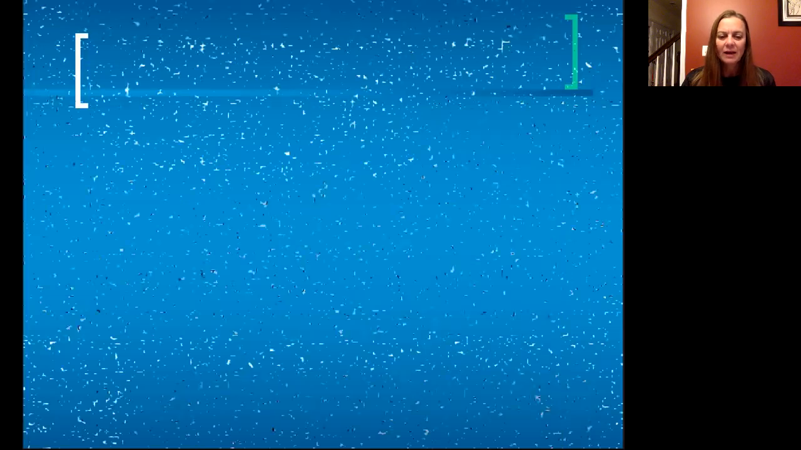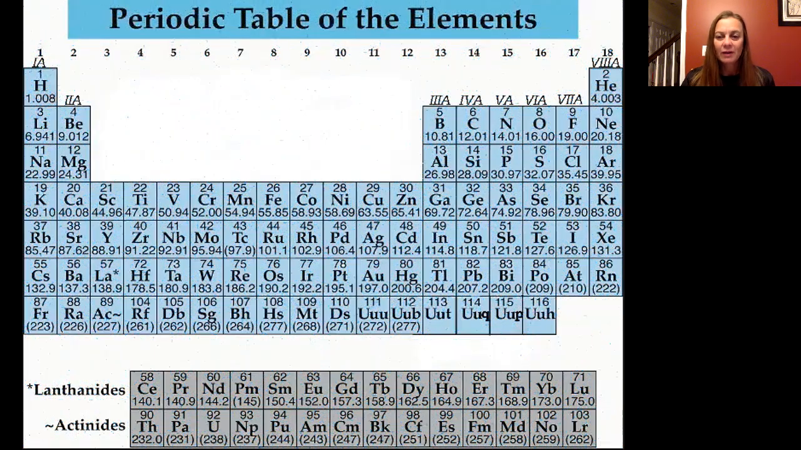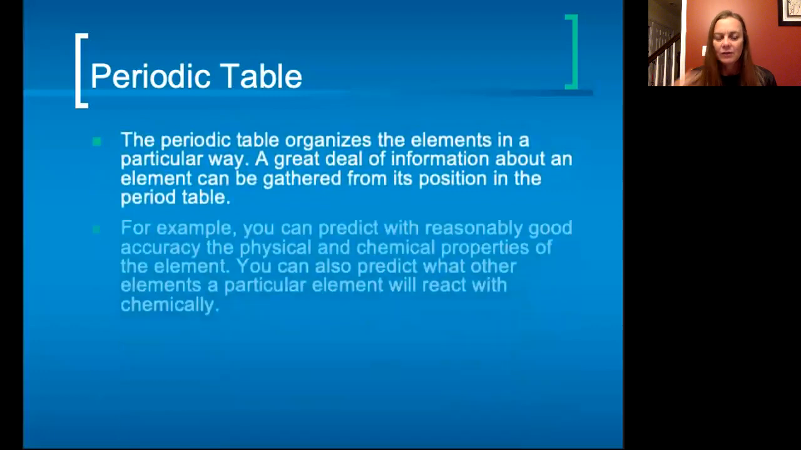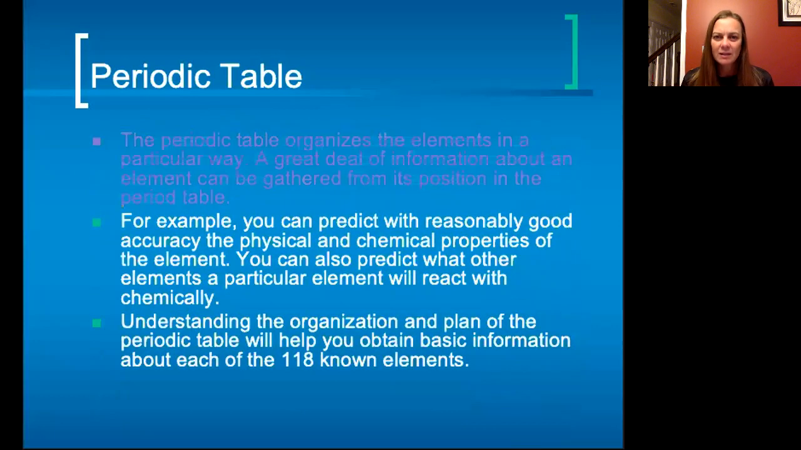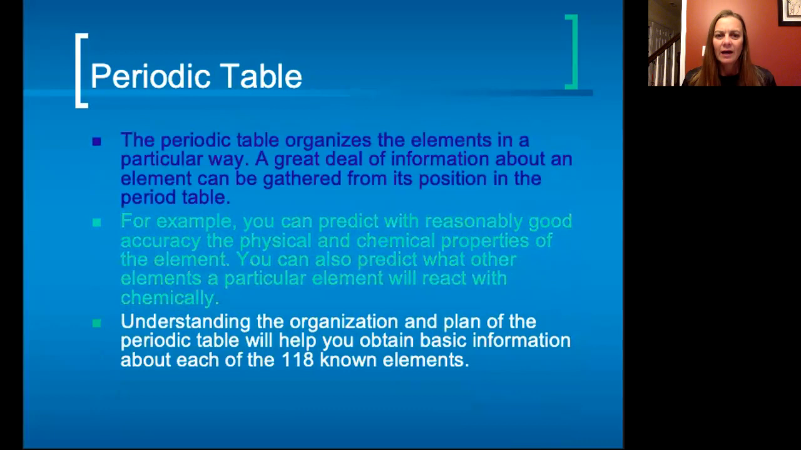Hi, and welcome back to our chemistry flipped classroom, where today we're going to talk about the periodic table of the elements. So this is a feature in pretty much every chemistry classroom around the world, and we're going to delve into it and learn a little bit about what's on it and what it can tell us. So the periodic table organizes the elements in a particular way, and that organization allows us to learn a lot about each element simply from its position on the periodic table. We can predict whether it's going to be reactive or unreactive. We can predict a lot about its physical and chemical properties, and we can even tell which elements it's likely to react with.